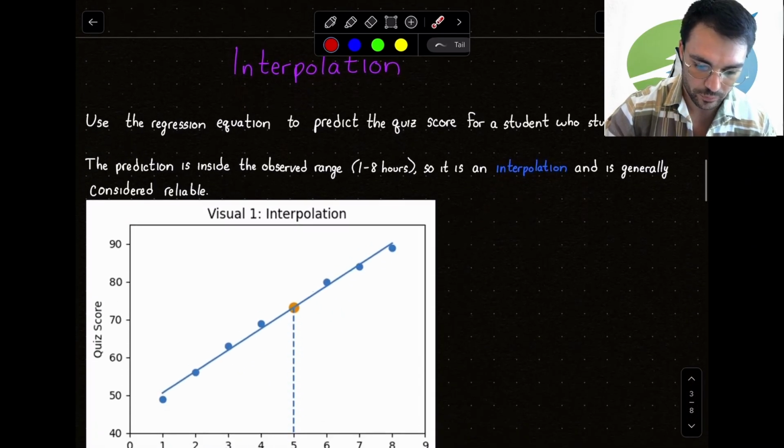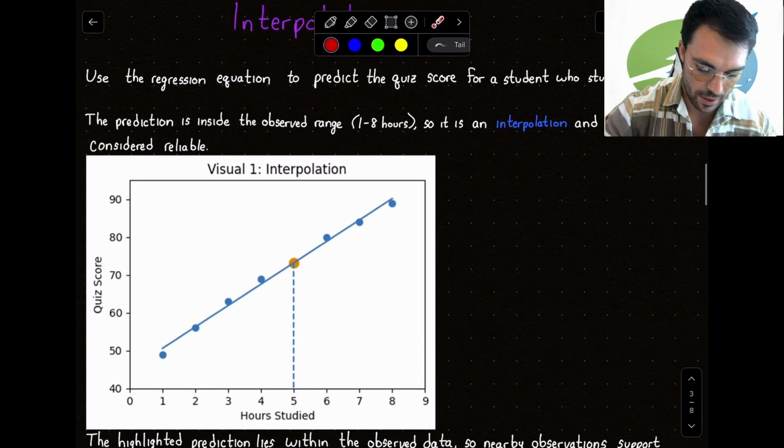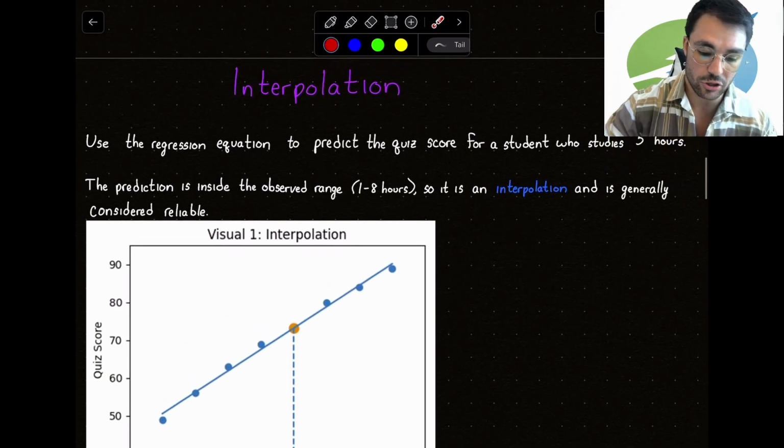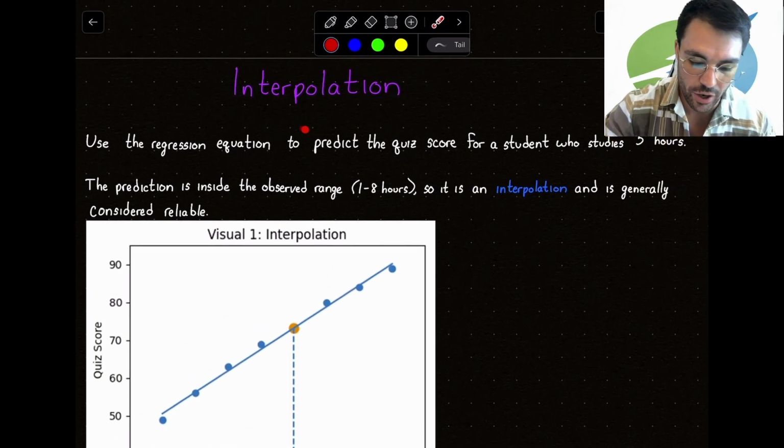This graph shows our plotted data, and the line here is our y hat line, our prediction line based on the data. For interpolation, use the regression equation to predict the quiz score for a student who studies 5 hours. The prediction is inside the observed range of 1 to 8 hours, so it is an interpolation and is generally considered reliable.